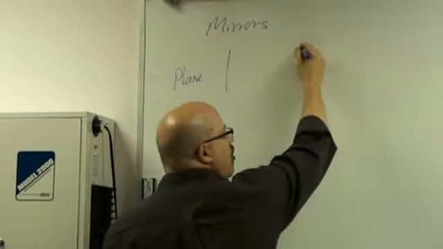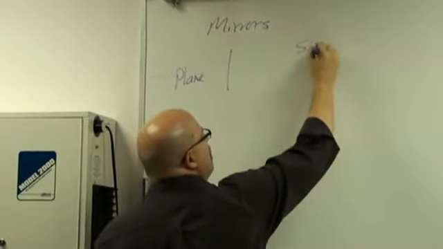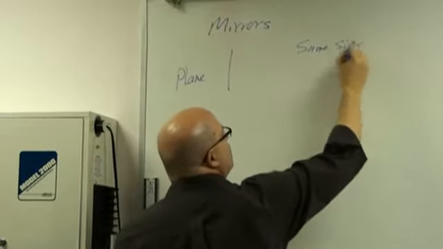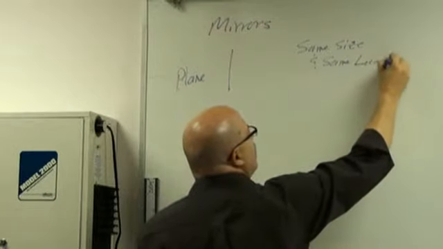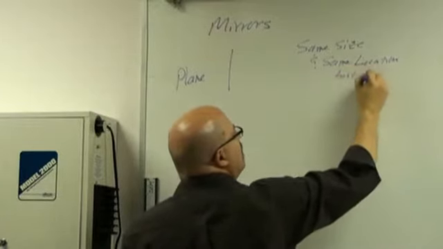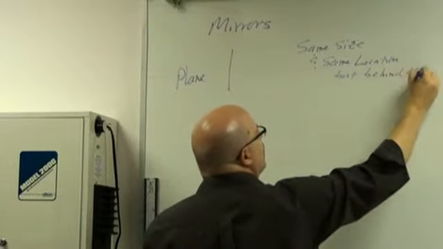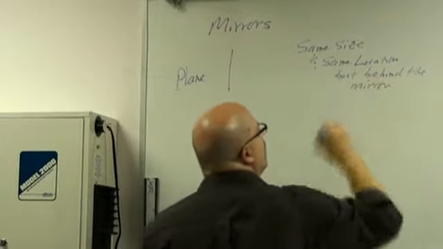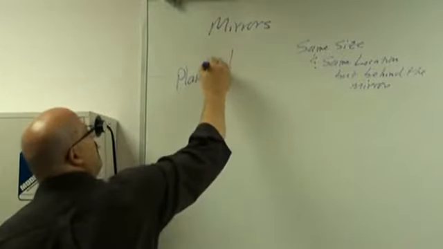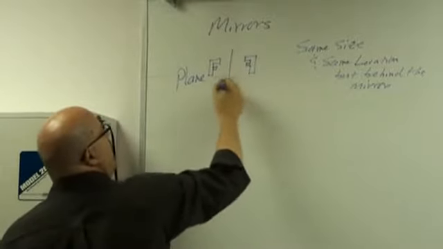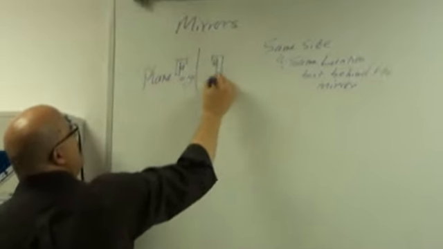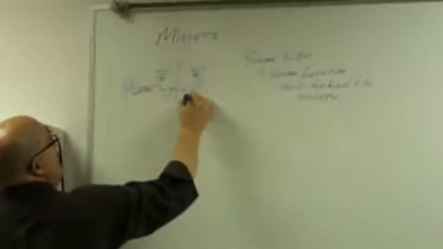We have a plane mirror. A plane mirror forms an image that is the same size and same location, but behind the mirror. So if I put something up in front of the mirror right here, the image that will form will be back here. And the distance D is the same, and the height H is the same. Got it?